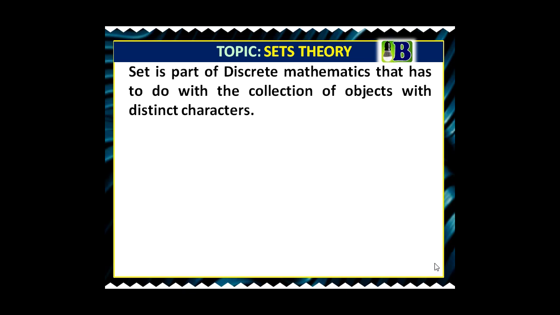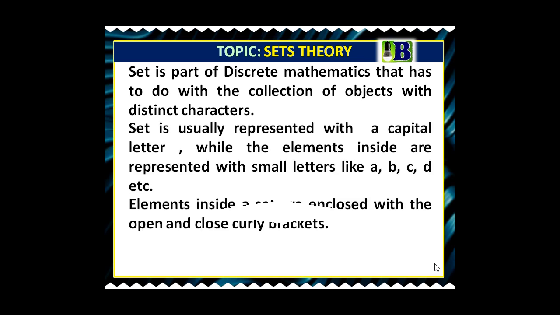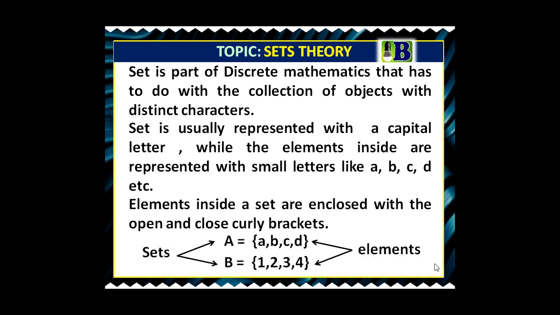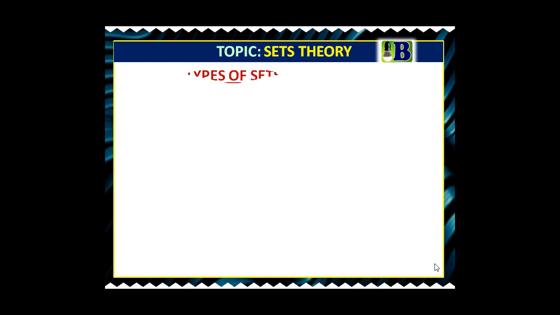Then what is a set? Set is part of discrete mathematics that has to do with the collection of objects with distinct character. A set is usually represented with a capital letter, while the elements inside are represented with small letters like a, b, c, d. Elements inside a set are enclosed with an open and a closed curly bracket like this. Set A is equal to {a, b, c, d}. Set B is equal to {1, 2, 3, 4}. If you look at it very well, you discover that the elements inside are represented with small letters. That is the way we normally portray the elements inside a set.